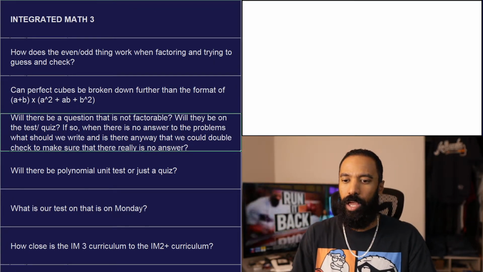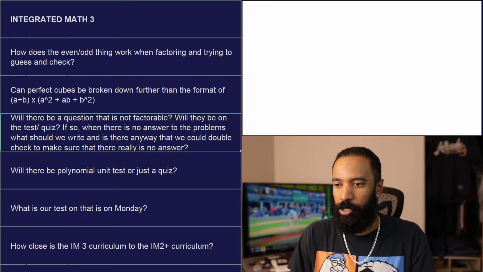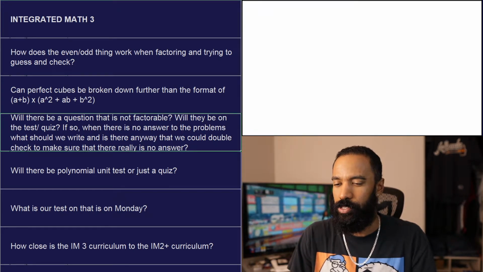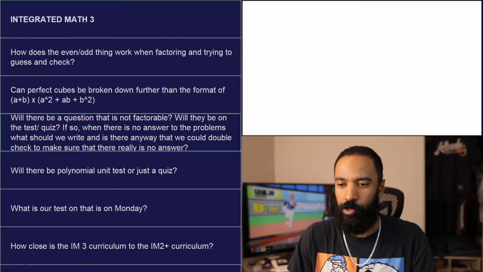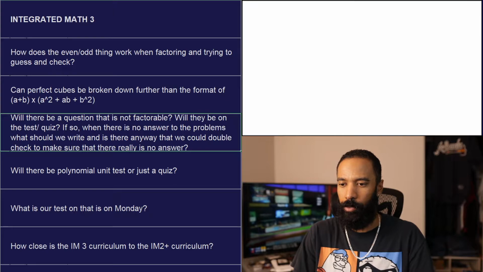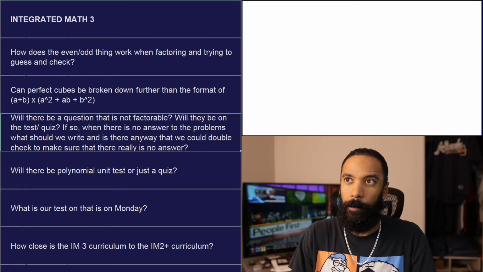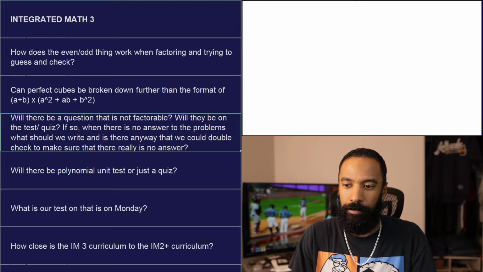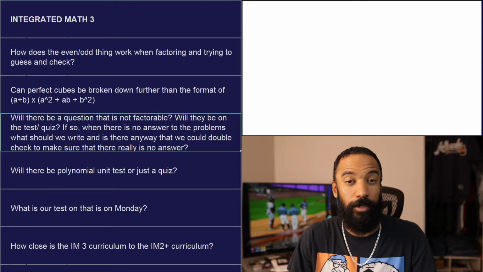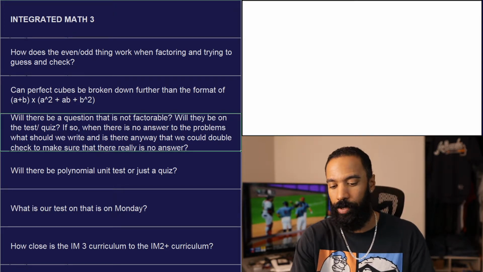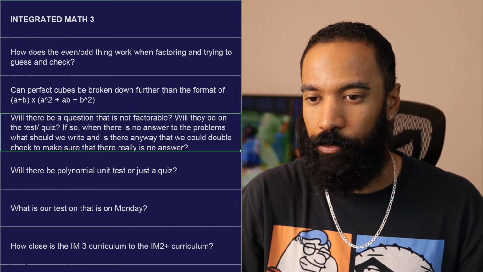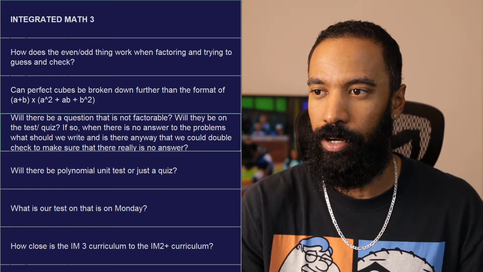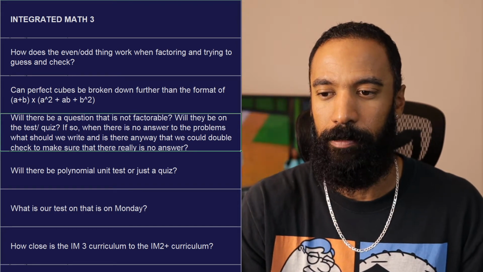All right, next question. Will there be a question that is not factorable? Will they be on the test or quiz? If so, when there is no answer to the problems, what should we write? And is there any way that we could double check to make sure there really is no answer? When I first read it, it teetered on curriculum based more than content based. I want to make sure these kinds of questions are based on content, but it looks like you really got to content based.